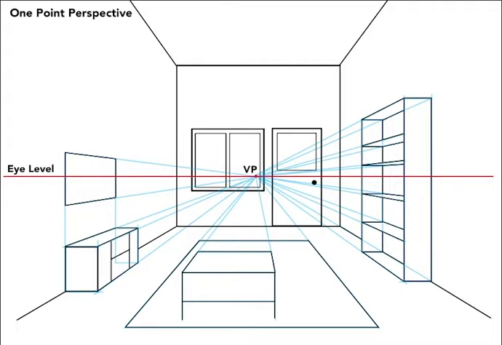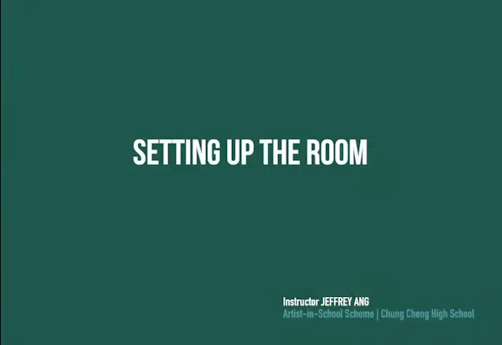Please get ready a new page in your sketchbook. It will be a landscape format. Are you ready to start? Write the title of this assignment. This is lesson 1. Write 1 point perspective in your sketchbook.